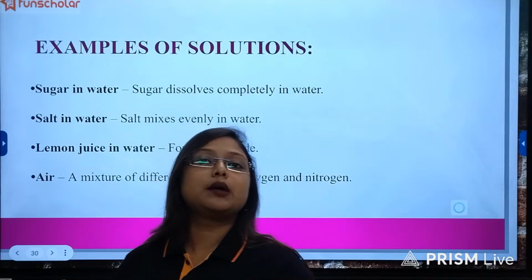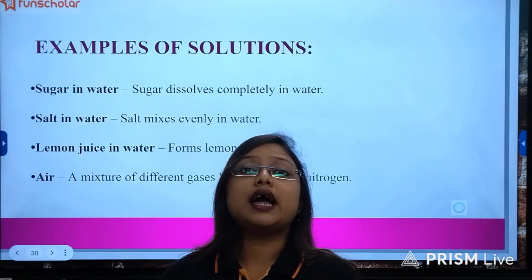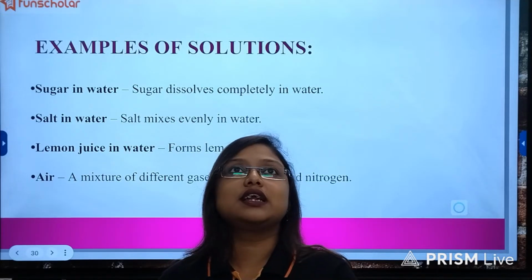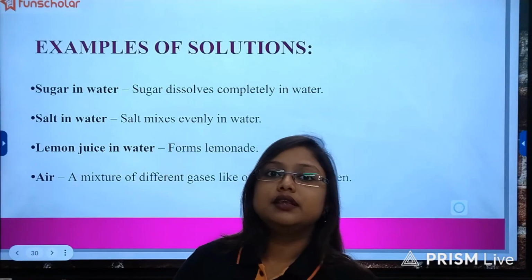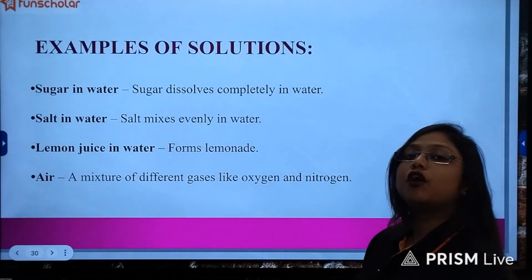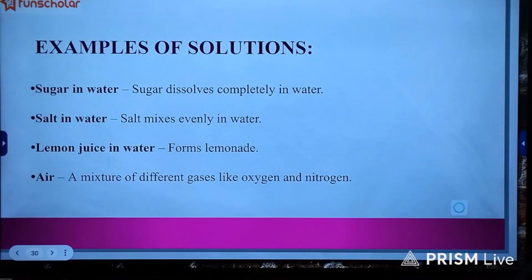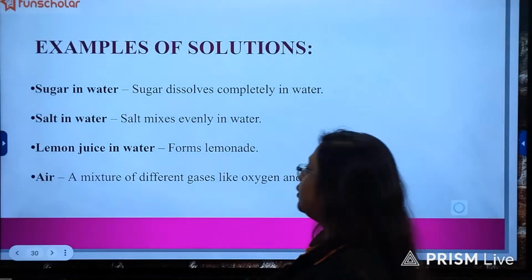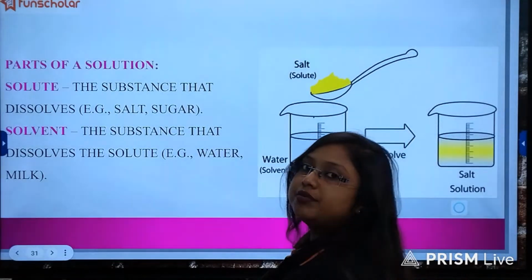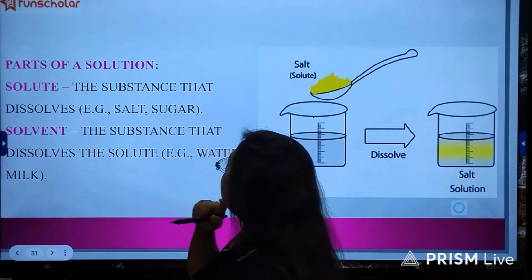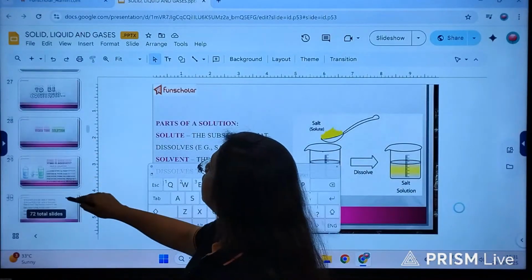We have already learned that there is air surrounding us, but that air is actually mixed. There is nothing like here you can see nitrogen, here you can see oxygen. There is a mixture of air around us, and from there we take oxygen. Air is a mixture of different gases like oxygen and nitrogen. We have already discussed it. Next is parts of solution. But before that, let's watch the video, and after that we will continue with it.